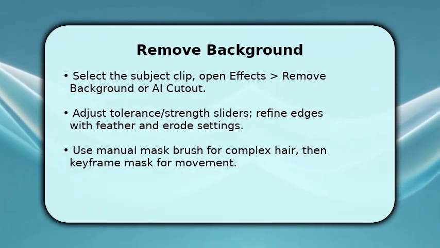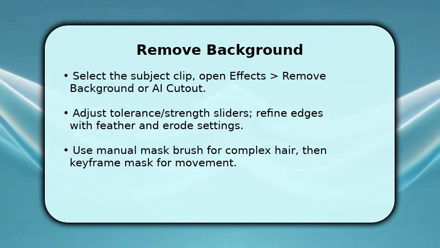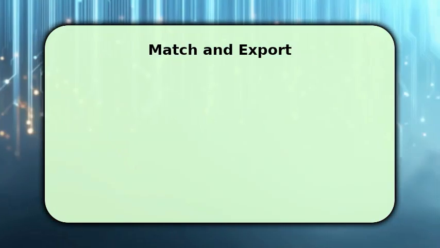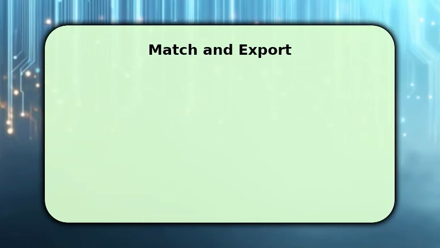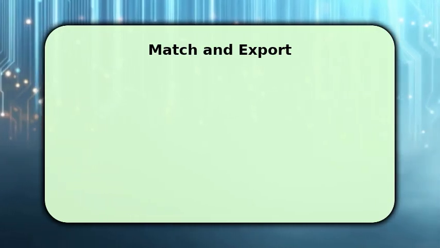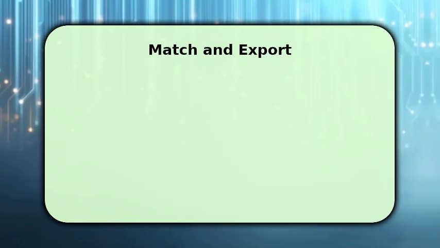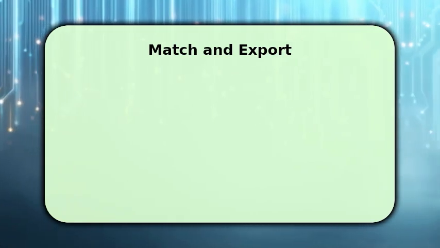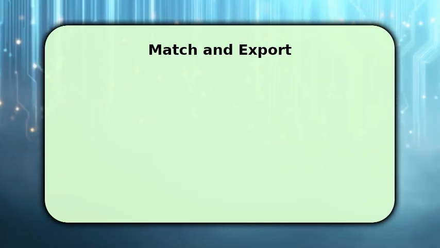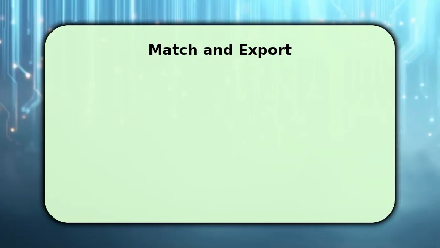Finish by positioning and matching the new background so the composite looks real. Once the cutout sits over the background, scale and reposition the background layer to fit perspective, then use color tools or filters to match brightness and color temperature. Add a soft drop shadow or slight background blur to create depth.